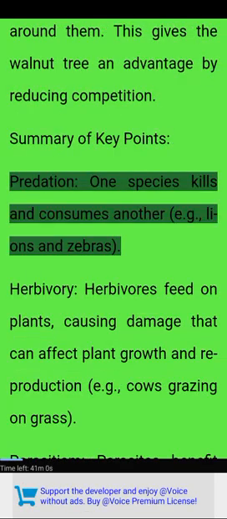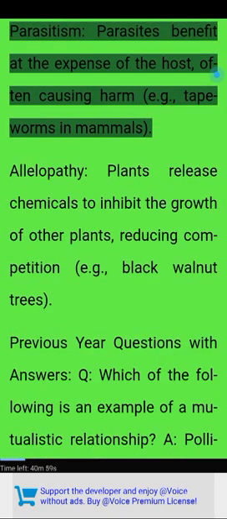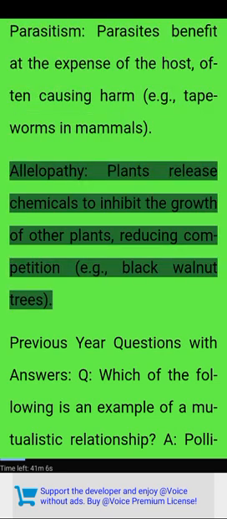Summary of key points. Predation: one species kills and consumes another, e.g., lions and zebras. Herbivory: herbivores feed on plants, causing damage that can affect plant growth and reproduction, e.g., cows grazing on grass. Parasitism: parasites benefit at the expense of the host, often causing harm, e.g., tapeworms in mammals. Allelopathy: plants release chemicals to inhibit the growth of other plants, reducing competition, e.g., black walnut trees.